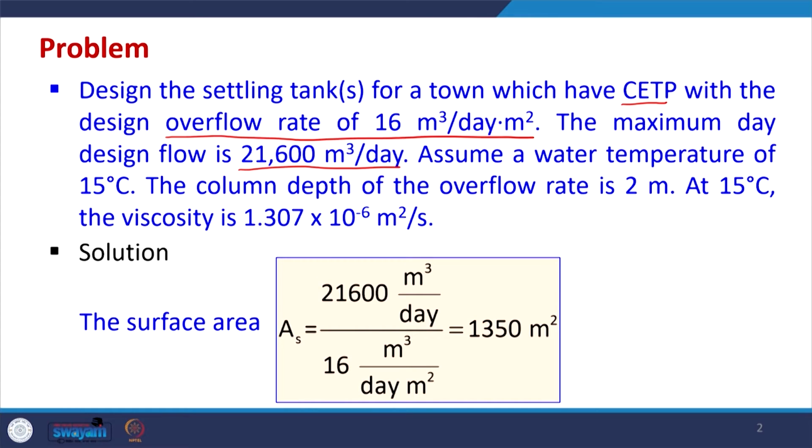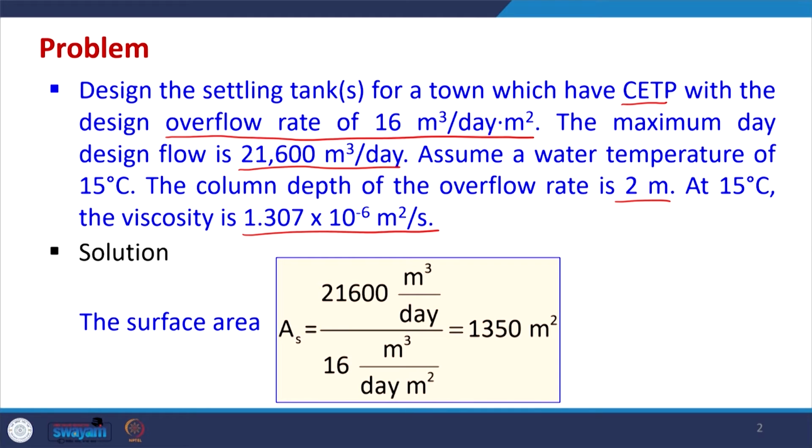Now, we are going to assume a water temperature of 15 degree centigrade. The column depth of the overflow rate was 2 meter where the design was done, and at 15 degree centigrade the viscosity of the water was found to be this. These are all the parameters which are known to us. Now, let us start with the design of the tank. This will try to cover most of the design.